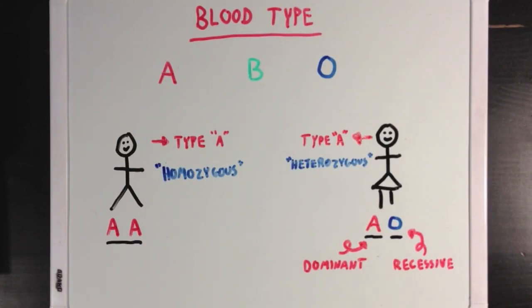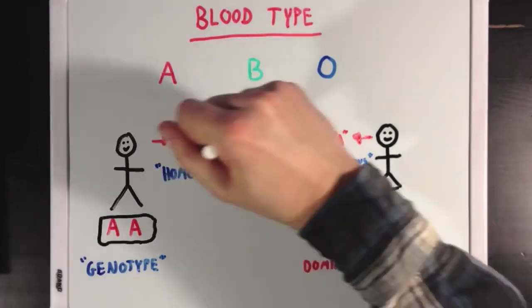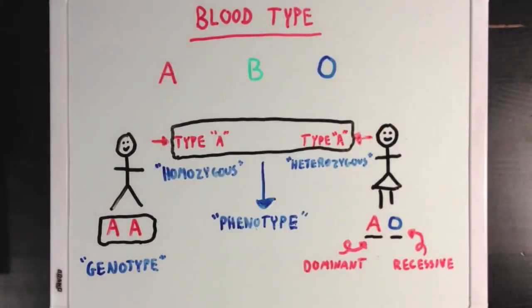Now I want to introduce 2 more terms. We can describe a person's genes in 2 different ways. We can look at the person's individual alleles, and we call this the genotype. So for this guy, his genotype is AA, referring to his 2 alleles which both code for blood type A. But we can also look at a person's physical traits, which we call the phenotype. So for this guy and girl, the phenotype would be blood type A. So you can see that genotype and phenotype are different, but it is possible for 2 different genotypes to make the same phenotype, since some alleles are dominant over others.